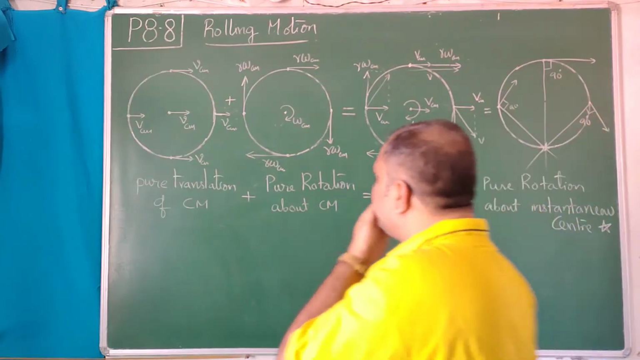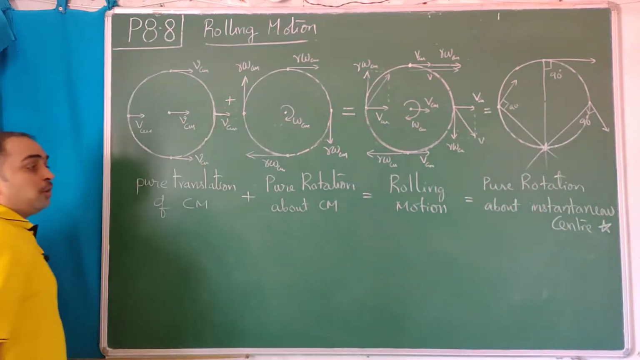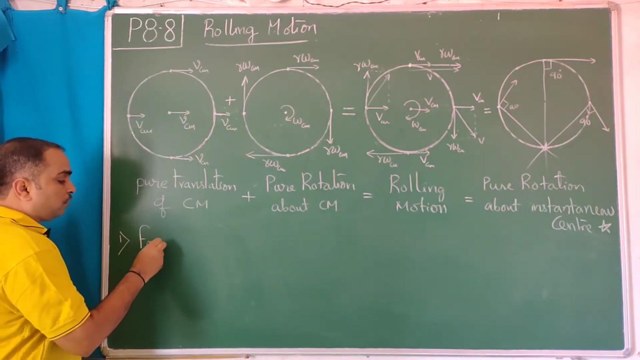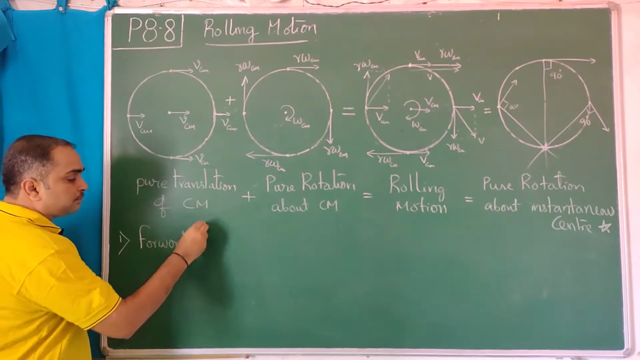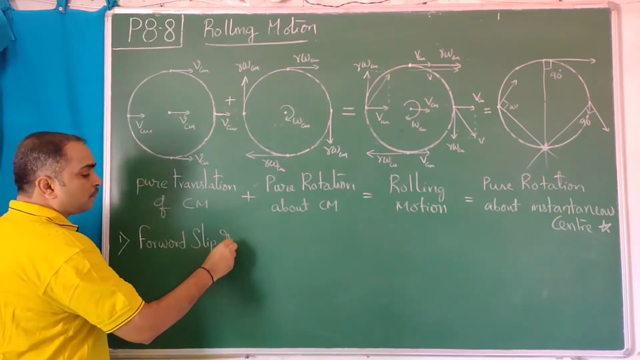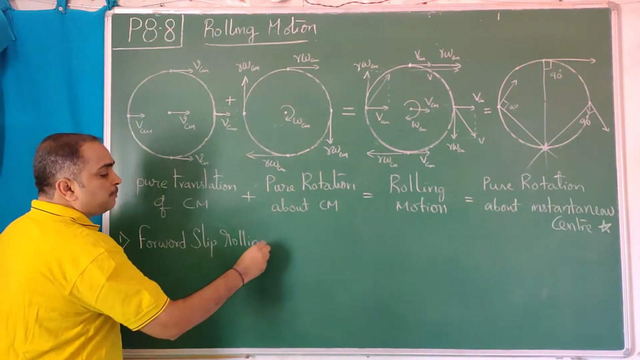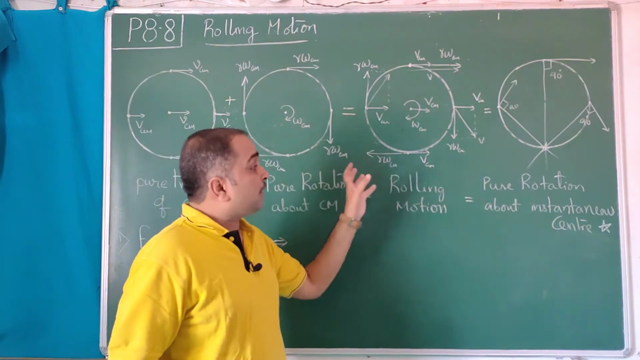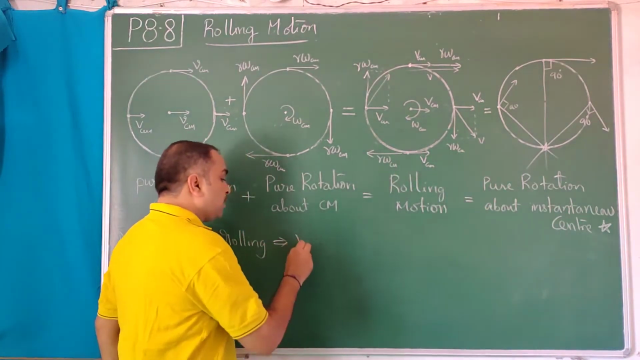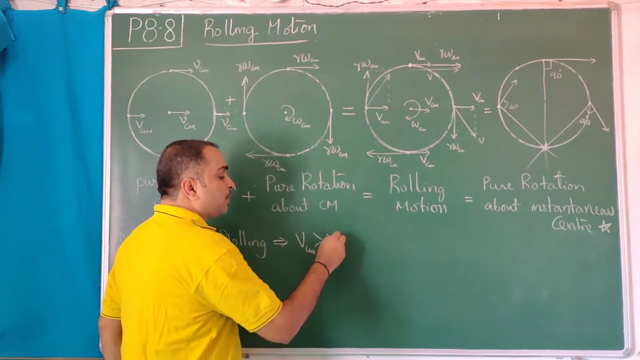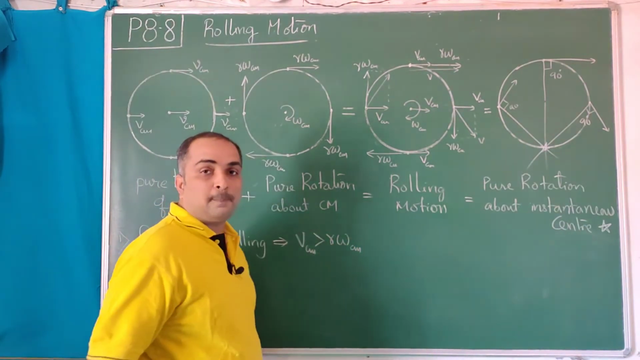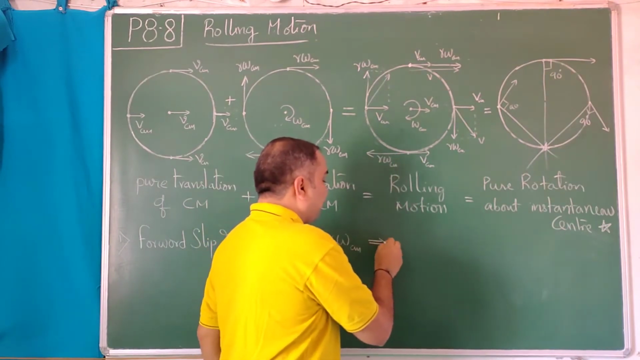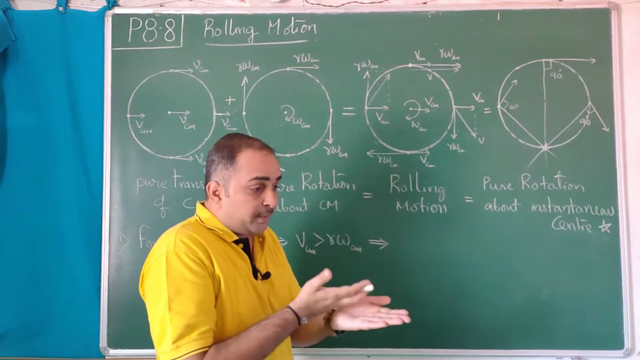Now coming to rolling types. The first type is called forward slip rolling. Which implies that at the bottommost point, translation should be more and rotation should be less. That is, VCM should be greater than R omega CM. When this happens, then the bottommost point tends to slip.